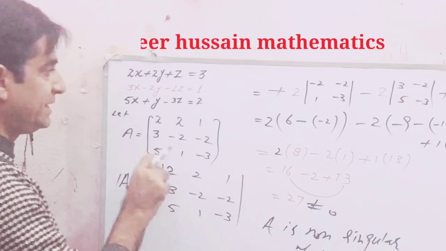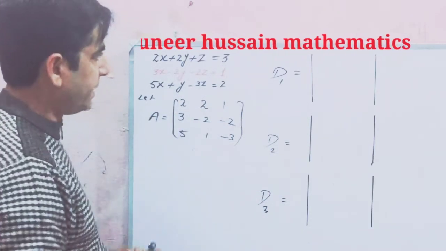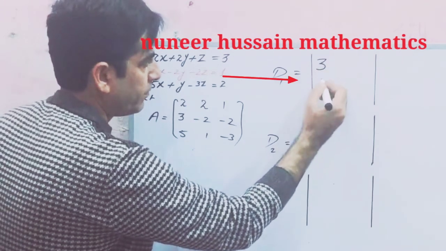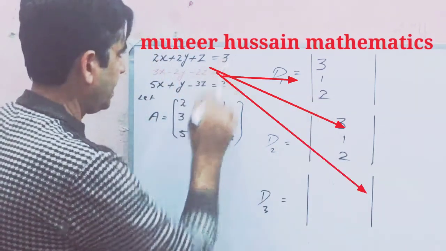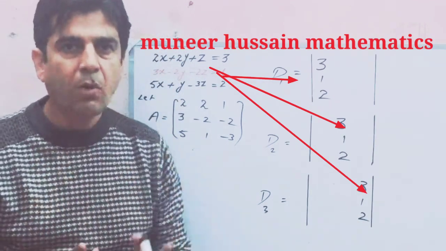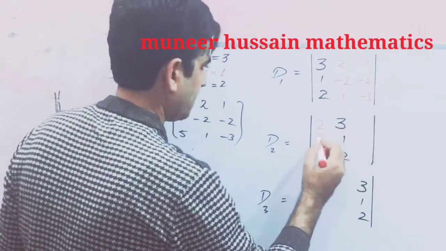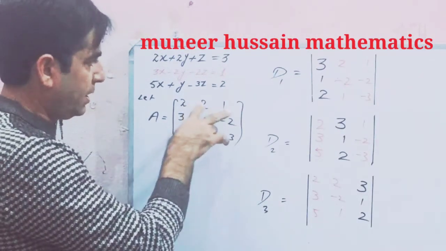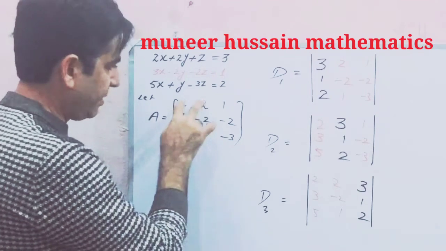Now we shall go to find D1, D2, and D3. So guys, now we shall find D1, D2, and D3. For D1, we shall change column number 1 by 3, 1, 2. For D2, we shall change column number 2. And for D3, we shall change column number 3 by 3, 1, 2. The other two columns will remain the same. The second and third columns remain the same here, first and third here, and second and first here.